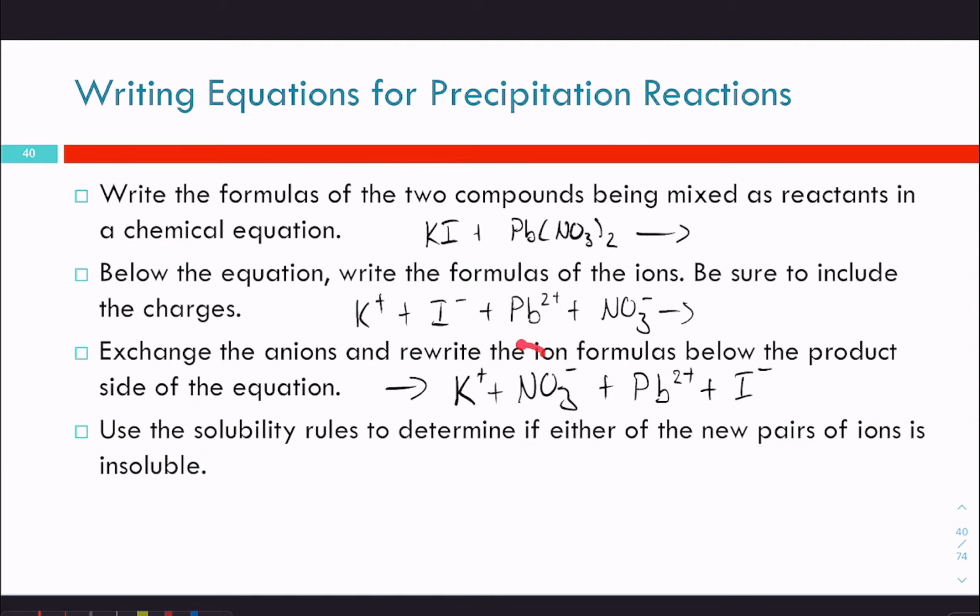And I haven't written them as compound formulas yet. But now you would look at each pair and check against the solubility rules if one of them is soluble or one of them is insoluble, which we know that the lead iodide was insoluble. So it forms a solid. The S in parentheses is solid, not soluble. But our potassium nitrate remains soluble, so it's still aqueous.